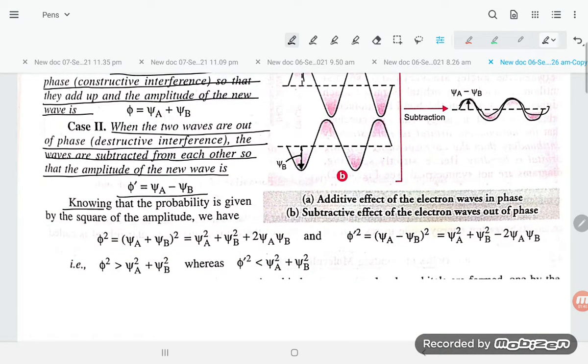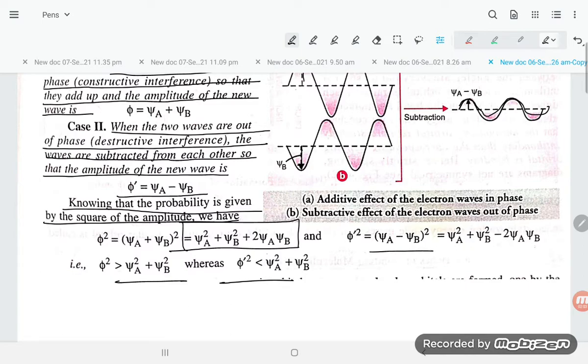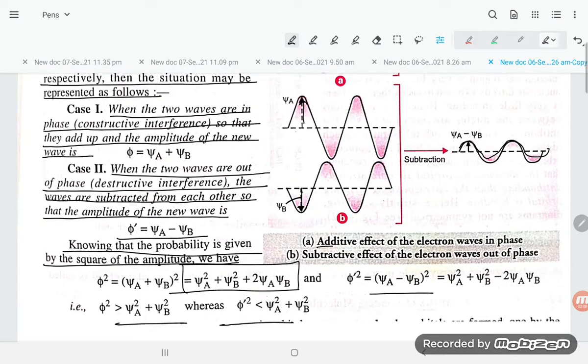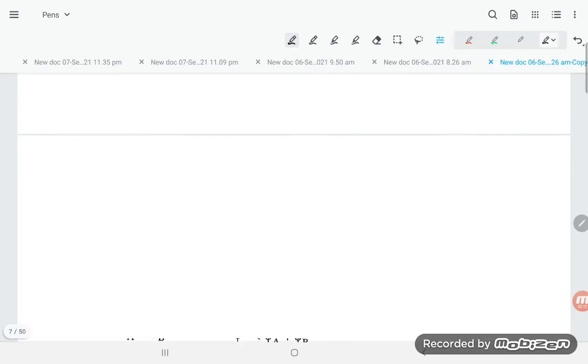Knowing that the probability is given by the square of the amplitude of the wave, (psi A plus psi B) square is equal to psi A square plus psi B square plus 2 psi A psi B. And (psi A minus psi B) square means psi A square plus psi B square minus 2 psi A psi B. So in the addition, there is overlap of electrons, and in the subtraction a subtractive effect. This is what the LCAO method is showing.